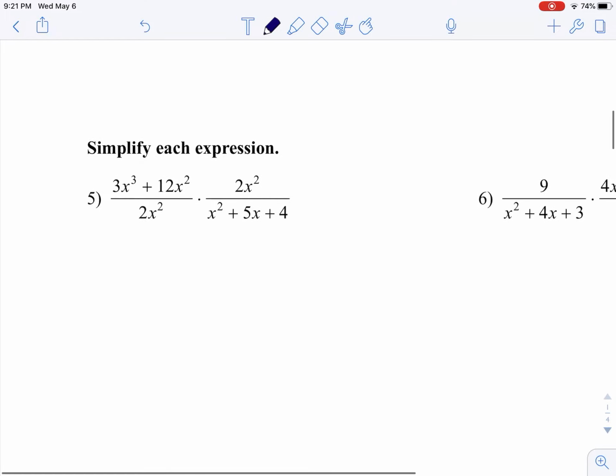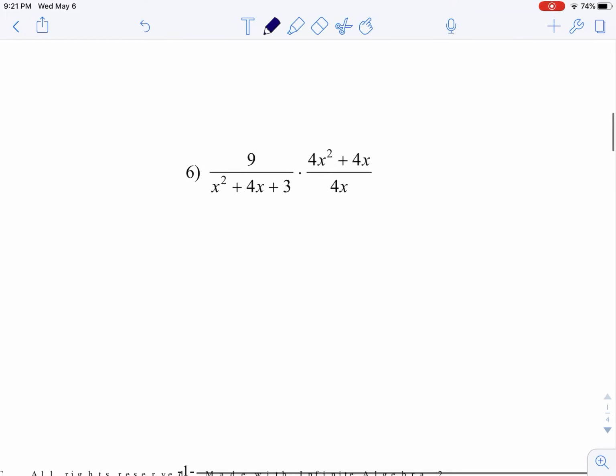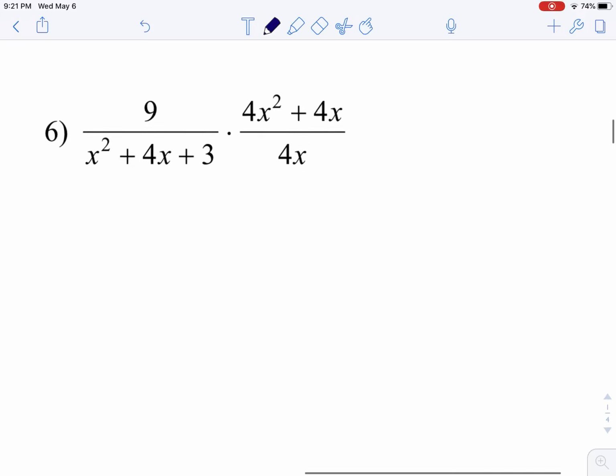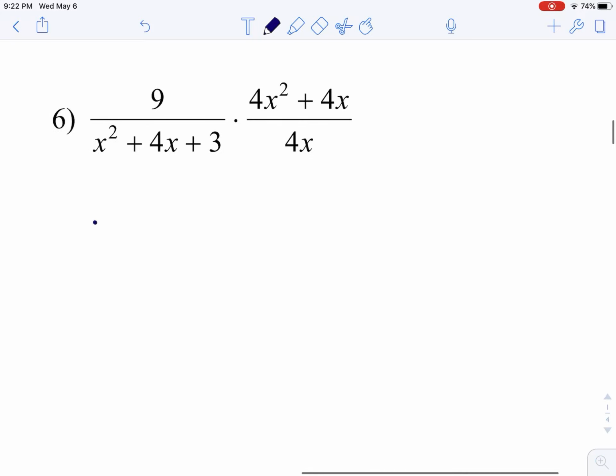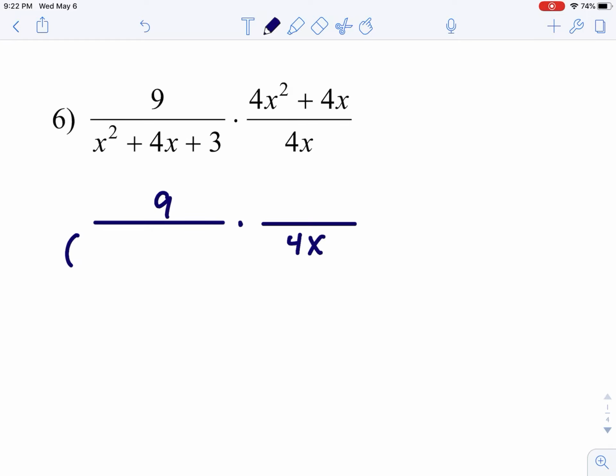All right, simplify. So this is multiplying. With multiplying, you want to factor and cancel, and then do top times top, bottom times bottom. So what can we factor? Can't factor that, cannot factor that. The first denominator is a trinomial, so you can do the x and x. 3 times 1 is 3, 3 plus 1 is 4. So there we got our 1 and 3.